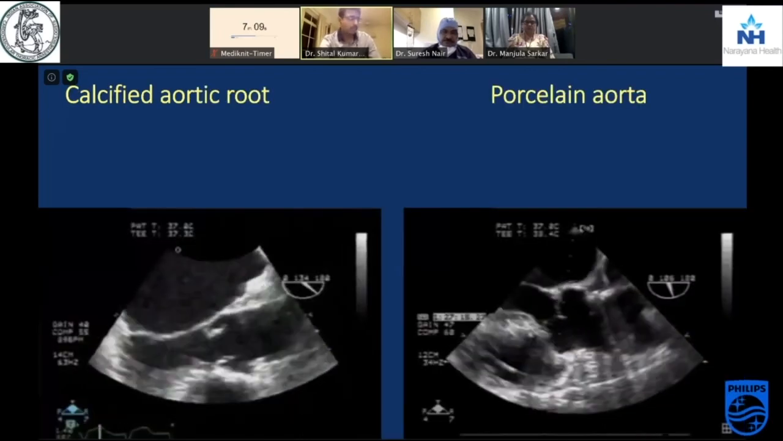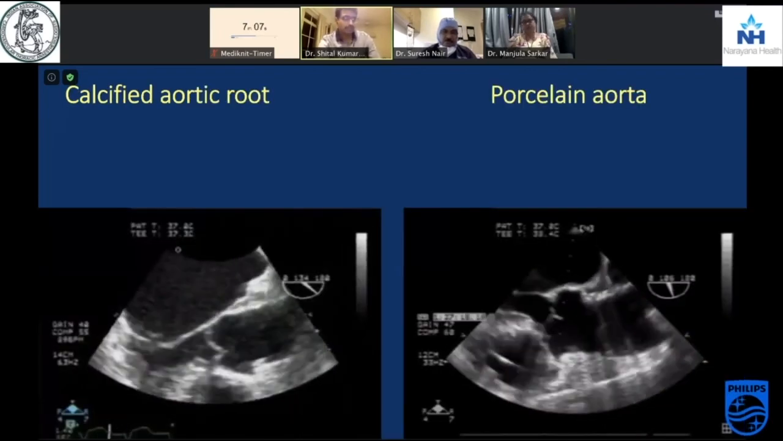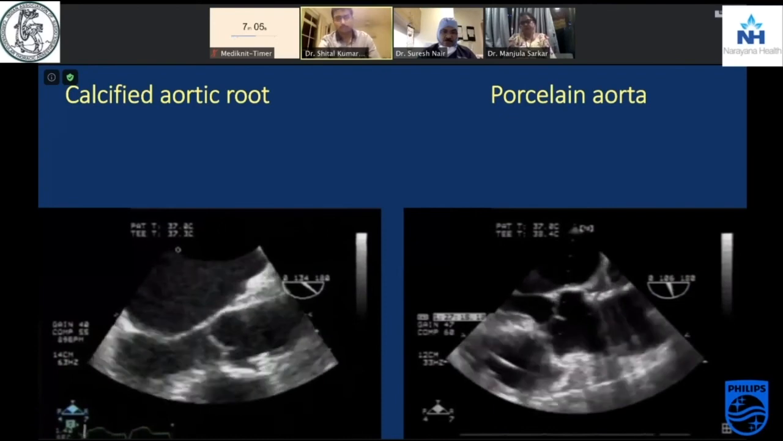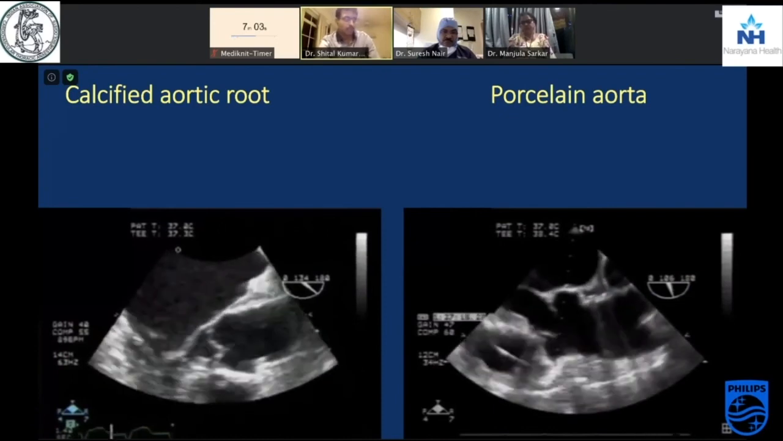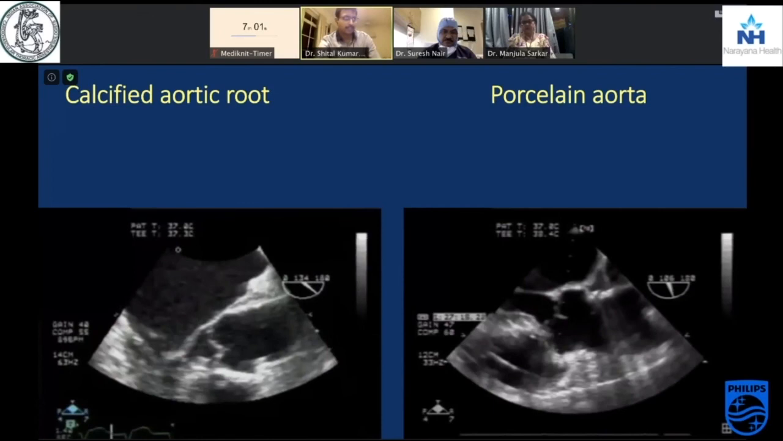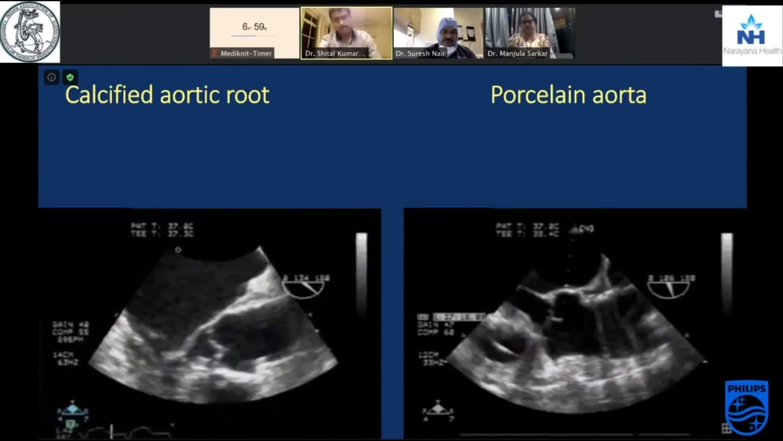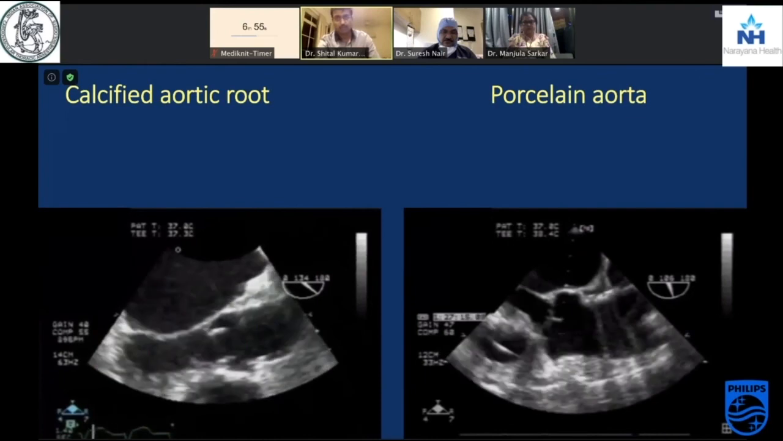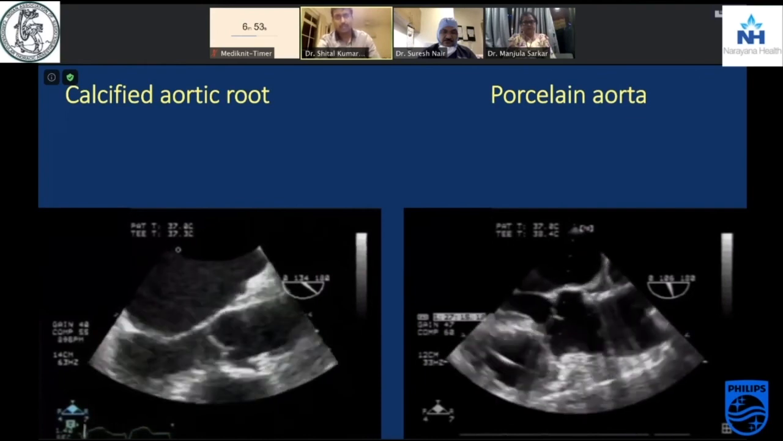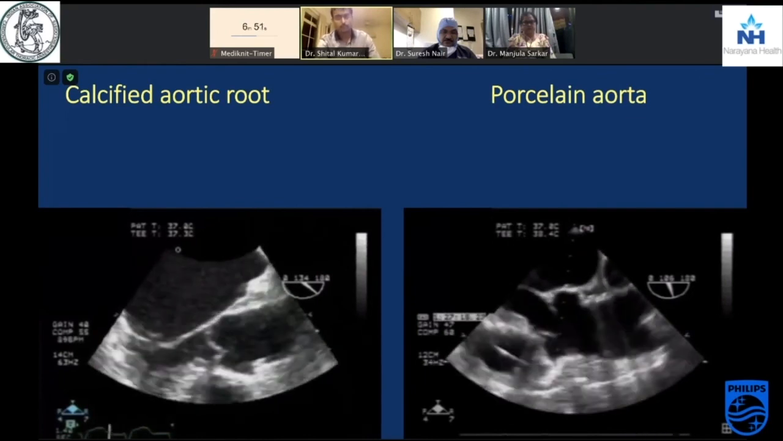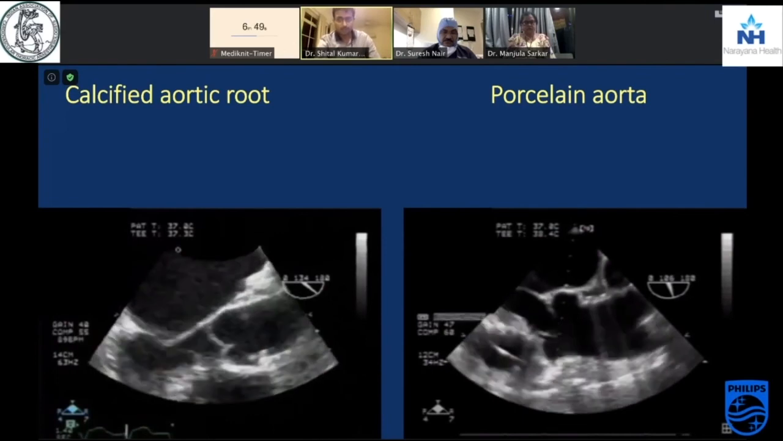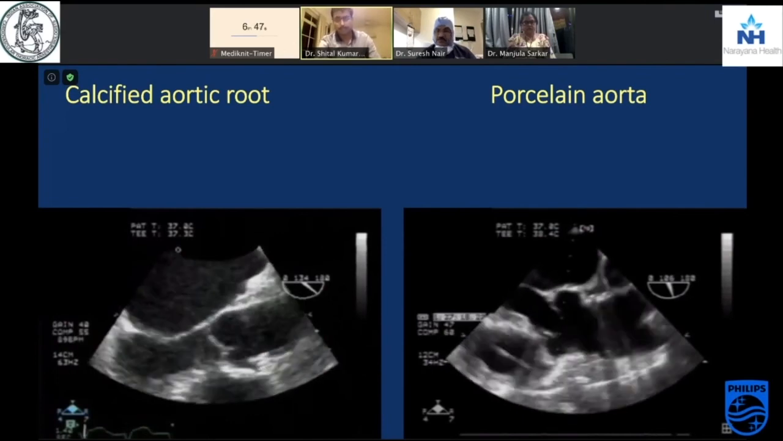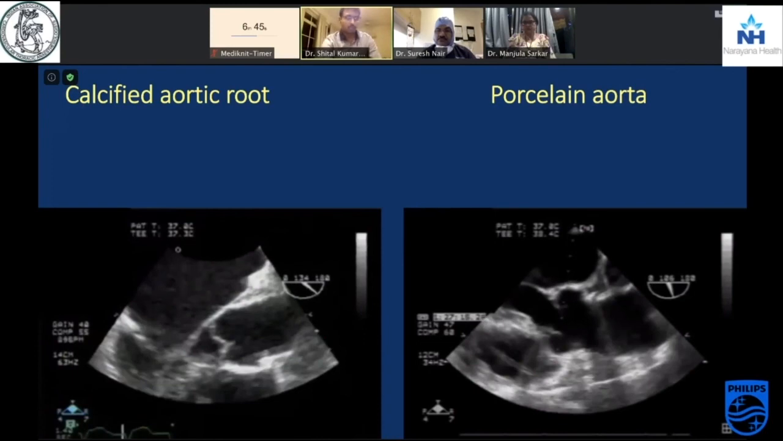Porcelain aorta. Moderate to severe calcification of the aortic root, that's brittle aorta or porcelain aorta, and it will exhibit excessive echogenicity. We can use epiaortic scanning to confirm, and a lot of times surgeons, when they are onto the aorta, may themselves comment on it on inspection.